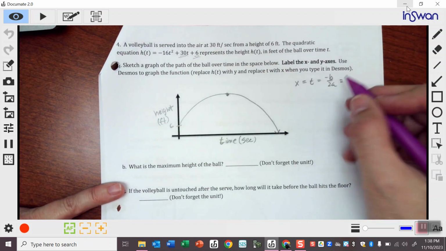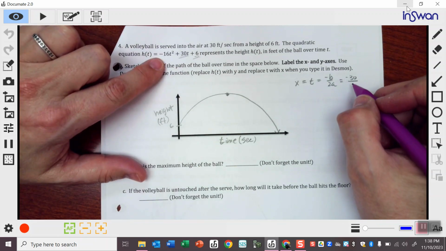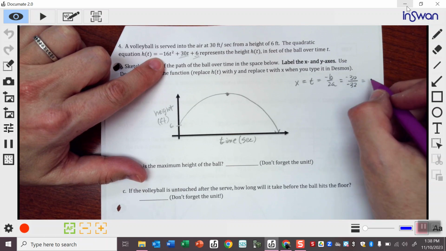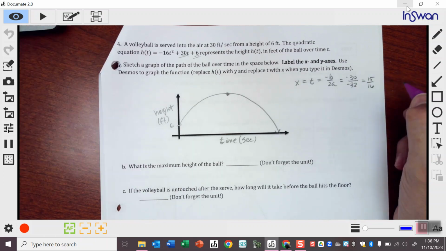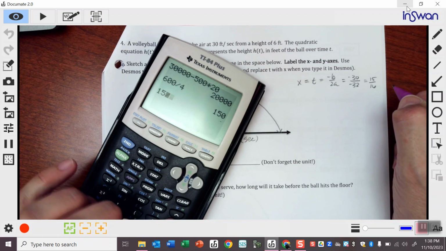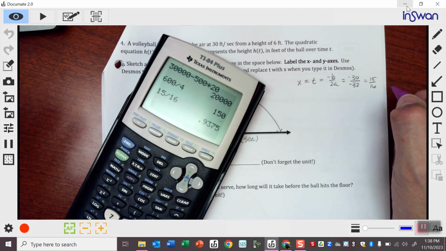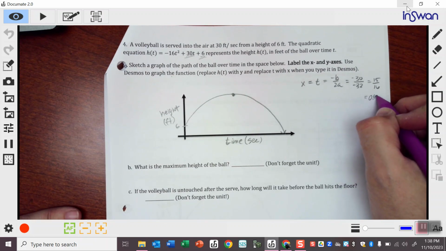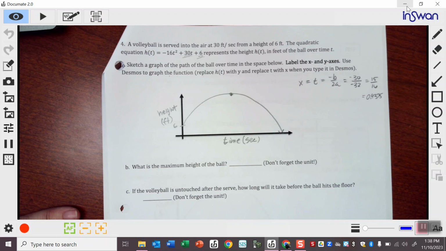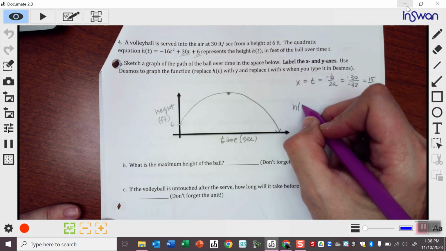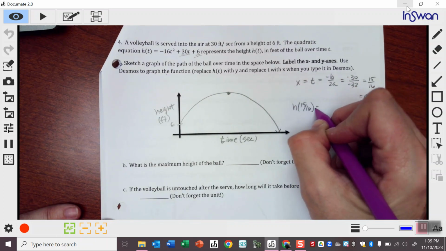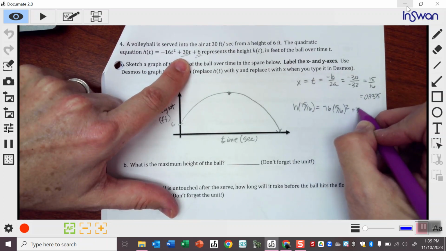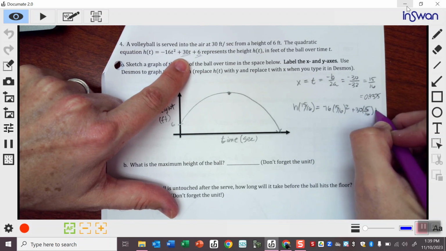So I'm going to do negative 30 over 2 times negative 16, so negative 32. So basically 30 over 32, but that reduces to 15 over 16. All right, so 15 over 16, you divide it, it's 0.9375, so it's almost 1 second. So we can do 0.9375, or I can do 15 over 16, but I need to plug that into my height formula. Plug it in here: negative 16 times 15 over 16 squared plus 30 times 15 over 16 plus 6.